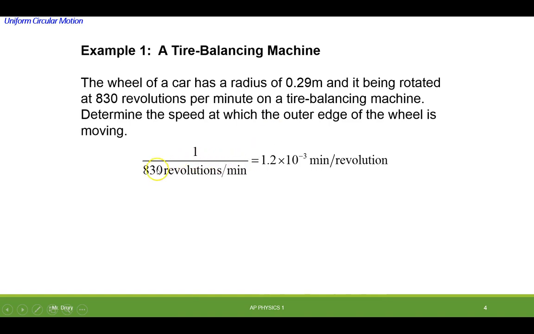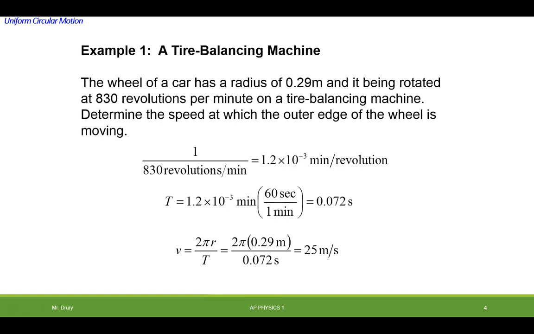Okay, so this is revolutions per minute. We really want to find out how many minutes per revolution. So I just took the reciprocal. And then I need to get that into seconds. So I took this period, 1.2 times 10 to the negative third minutes, and I have a conversion factor turning minutes into seconds. And one revolution would take 0.072 seconds. Then I plug into the little equation, and I can find out how fast the outer edge is actually moving. That would be like if you took the outer edge of the tire, how many meters per second it would cover.